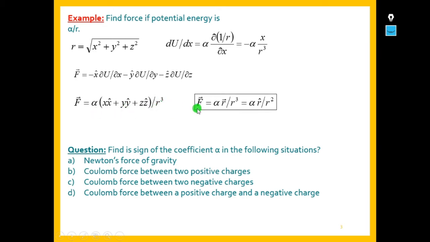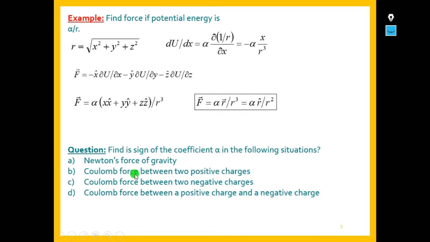So this implies force is equal to alpha times x x cap plus y y cap plus z z cap, which is nothing but the position vector r, divided by r cube. This can be written as alpha; if in terms of unit vector we have to write, then it becomes r square in the denominator. So r cap by r square. That means force can be expressed as alpha into unit vector r by magnitude of r square.